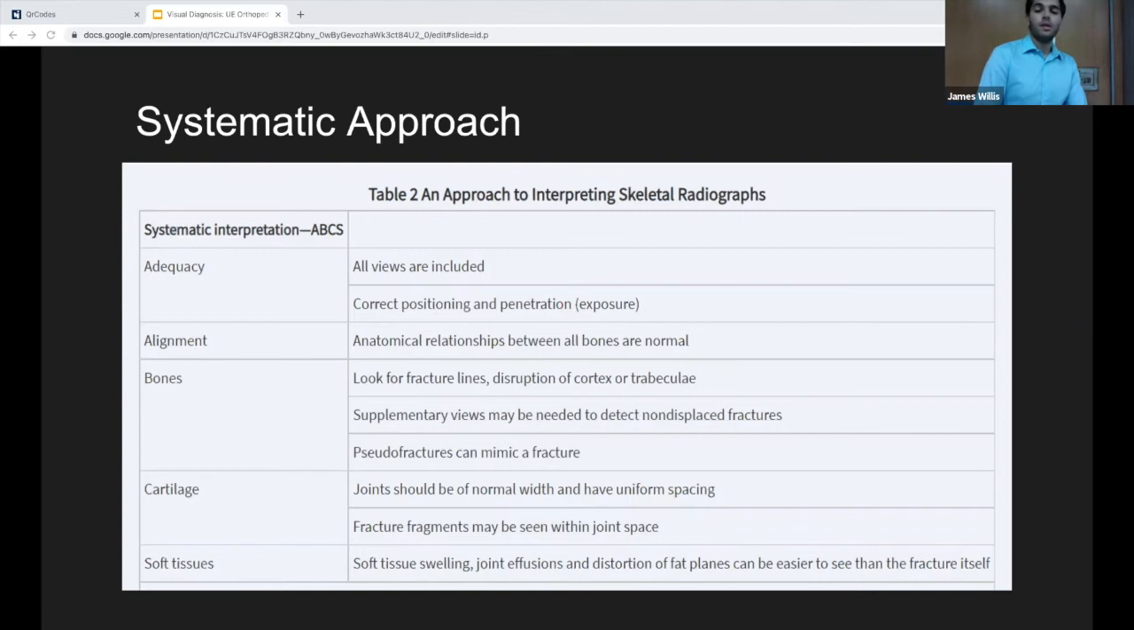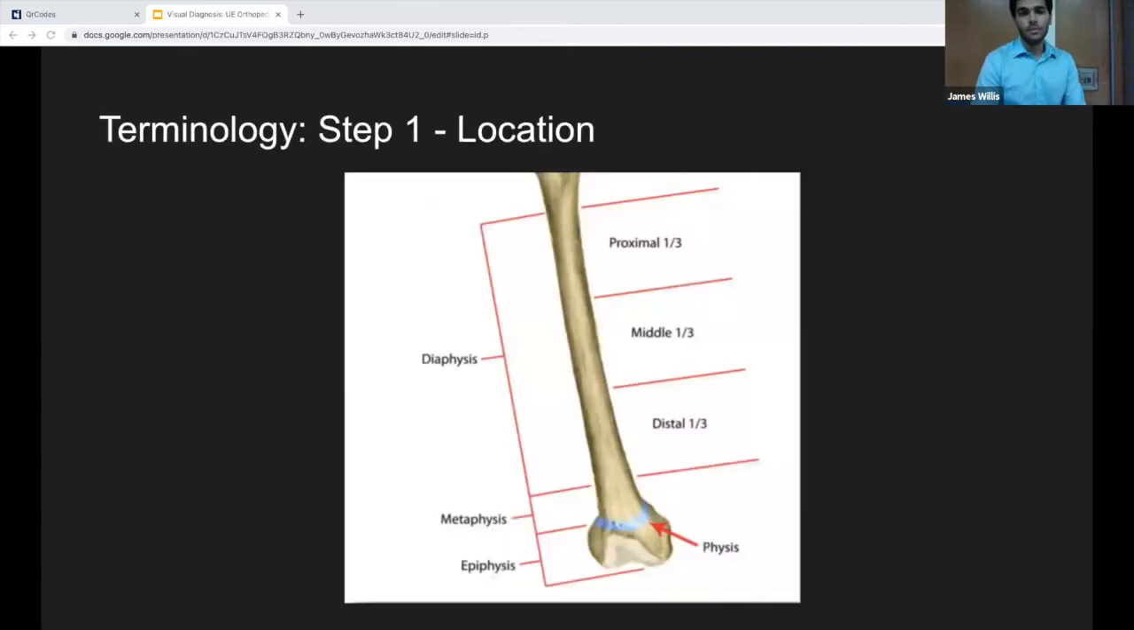C, cartilage, so looking at those joint spaces and seeing that there's normal width and uniform spacing. And then S is soft tissue, so looking at the surrounding soft tissue to see if there's any abnormal position or obliteration of fat planes between muscle layers due to edema or hemorrhage that can be cueing you into a nearby fracture. So now that we have our systematic approach, going into terminology.